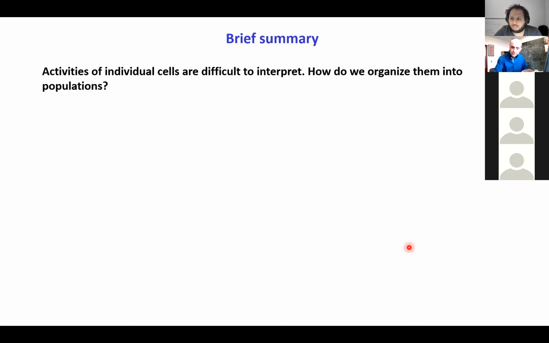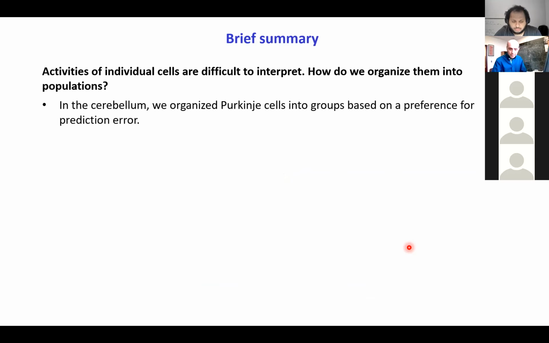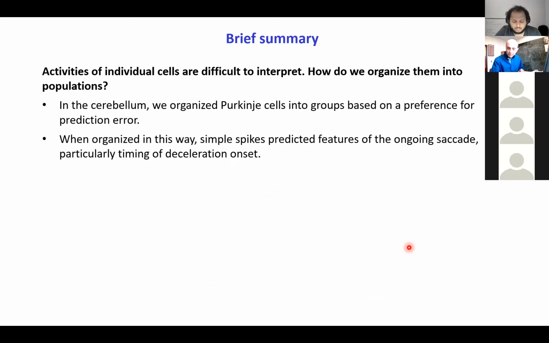We have trouble understanding activity of individual cells. In the cerebellum, what we did is that we said the Purkinje cells were organized into clusters, groups, based on the error that they received. When we organized the cells in this way, we found that the simple spikes made sense. They predicted basically the ongoing saccade.